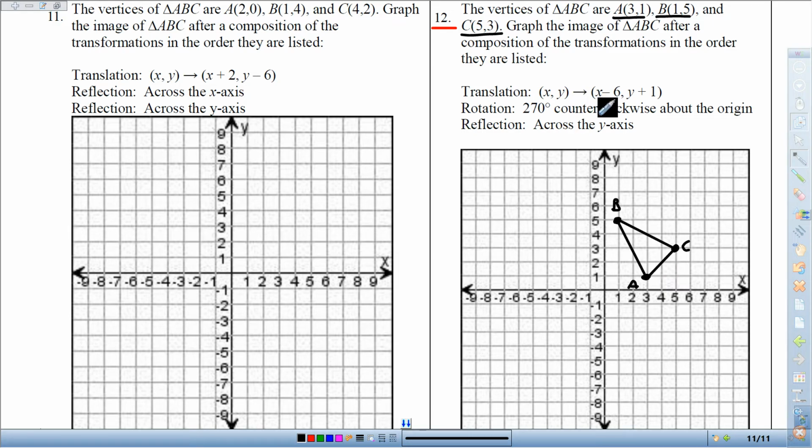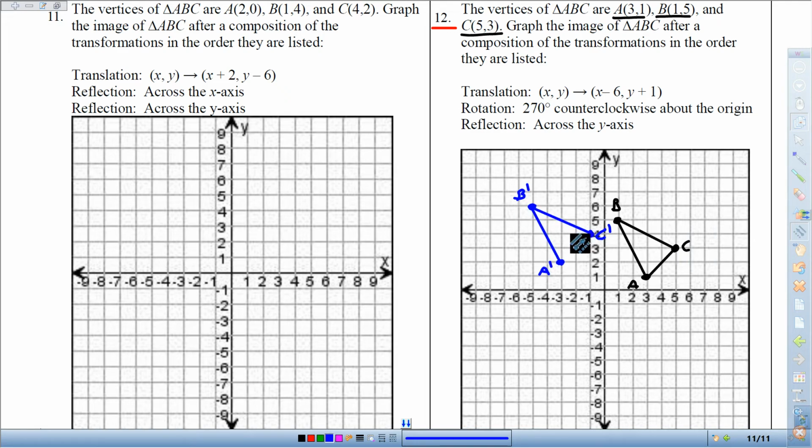First thing, it's asking us to do a translation. We already went over this. Hopefully you're able to look at this and say it looks like we're going left 6 and up 1. So with all these points, I'm going to do that. Left 6, 1, 2, 3, 4, 5, 6, up 1. There's my new A prime. This one, left 6, up 1. There's B prime. C, left 6, up 1. Same exact shape in a different spot.